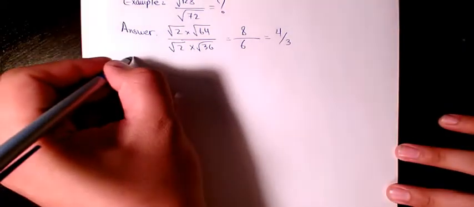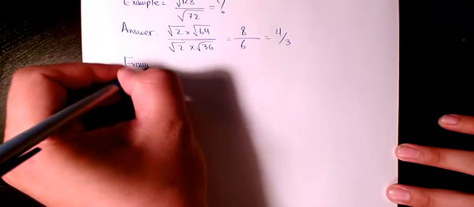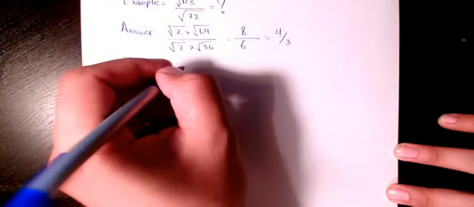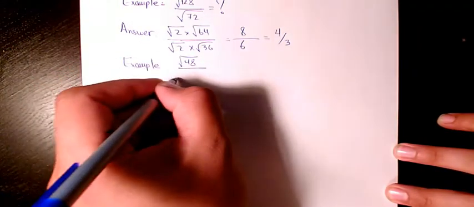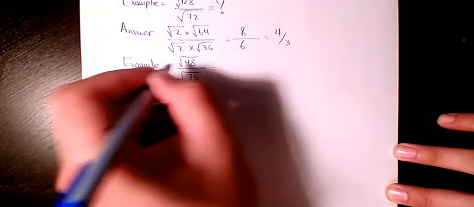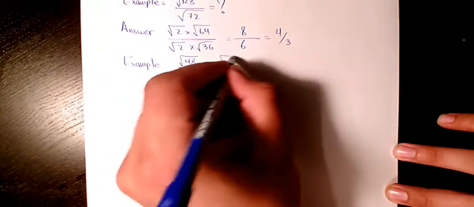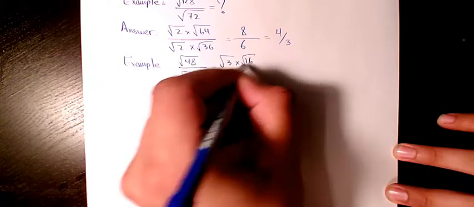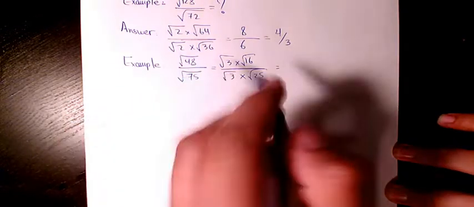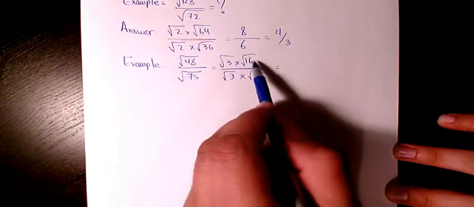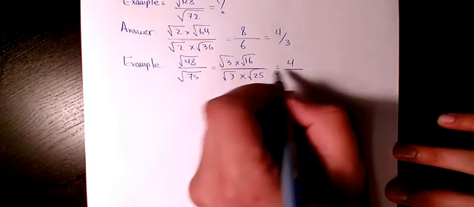Next example is the square root of 48 divided by the square root of 75. It is 3 times root 16, then 3 times root 25. These two cancel out. The square root of 16 is 4. The square root of 25 is 5.